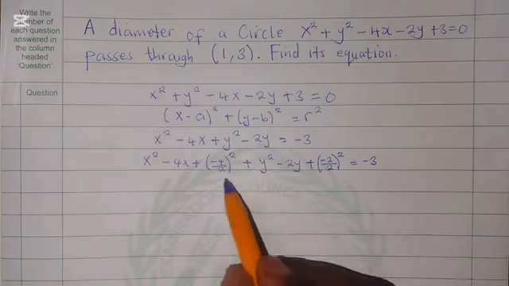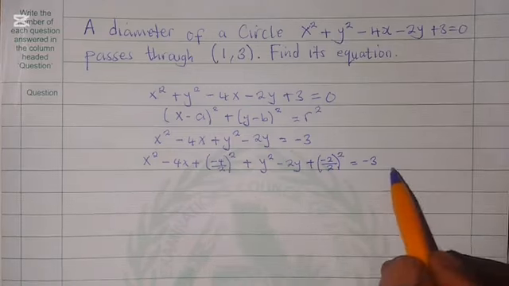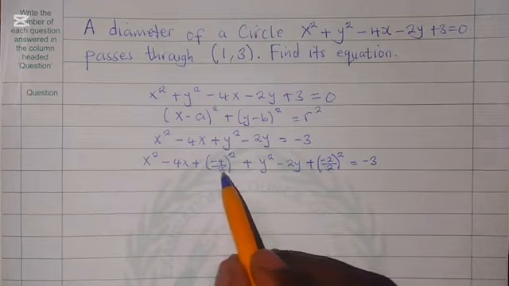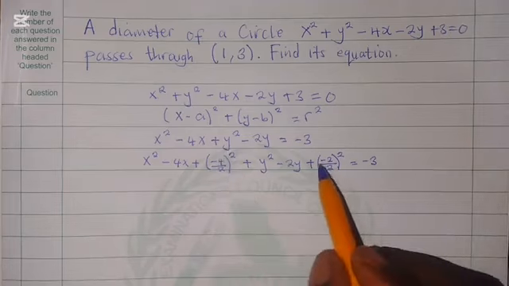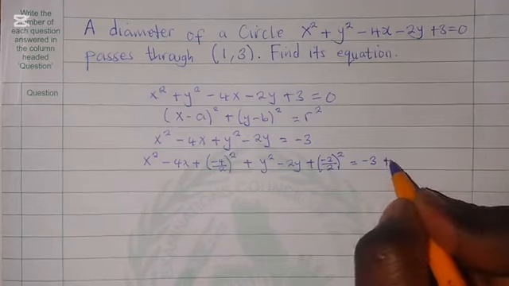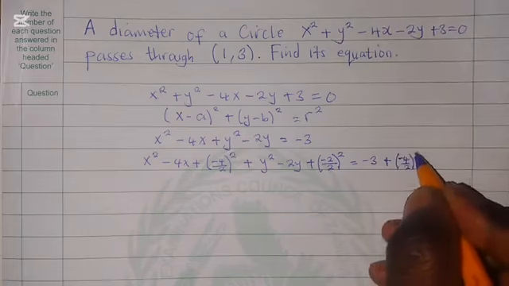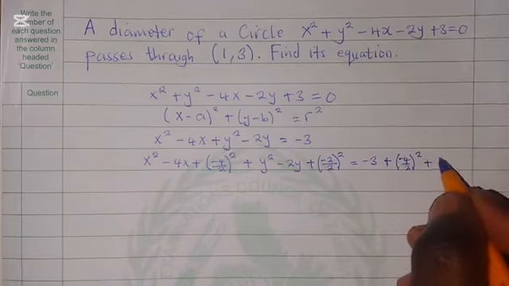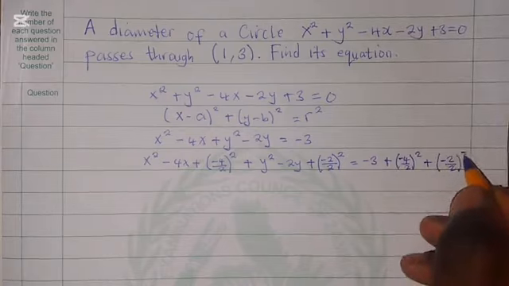Whatever you add to the left hand side should be added also to the right hand side. So here we have added (minus 4 over 2) in brackets squared, and we've also added (minus 2 over 2) in brackets squared. So we just add them here: plus (minus 4 over 2) squared plus (minus 2 over 2) squared.